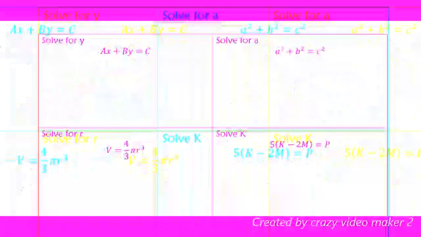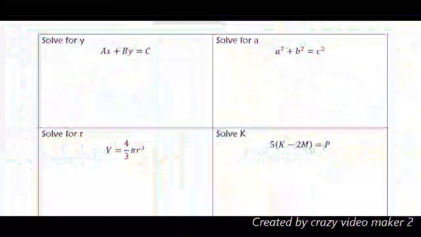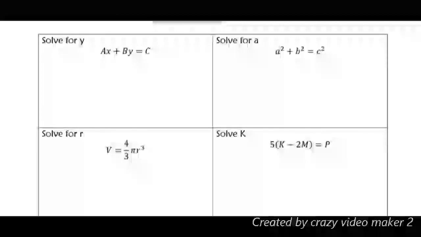Alright, I'm going to do a few more of these with you just because there's some special examples. I think you can handle that first one, so you're going to try that one on your own. You do this one. I am going to do this one, where we have to solve for a in the Pythagorean theorem. So I want to get a by itself.